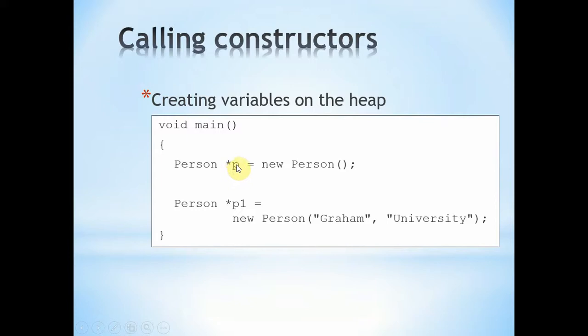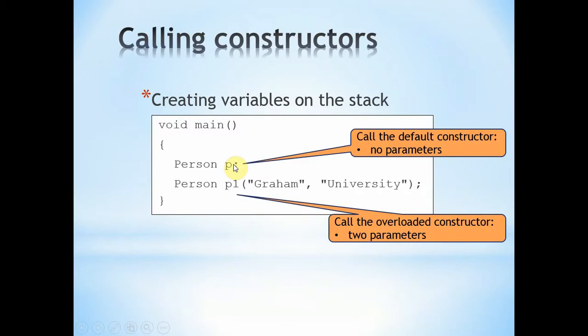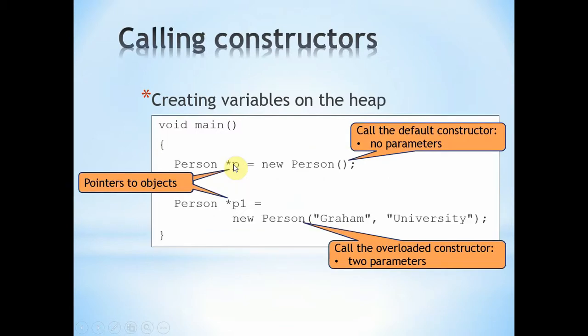And so we preface the variable name P with an asterisk, which says then that P is now a pointer to a person, whereas on the previous slide, P is an actual person object. Let's have a look at how this is different.